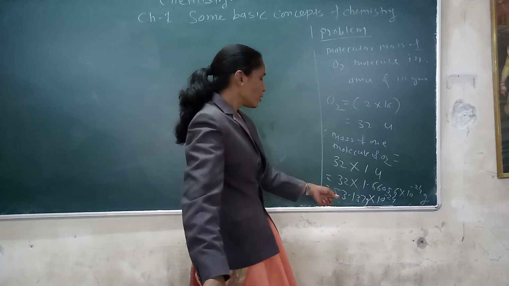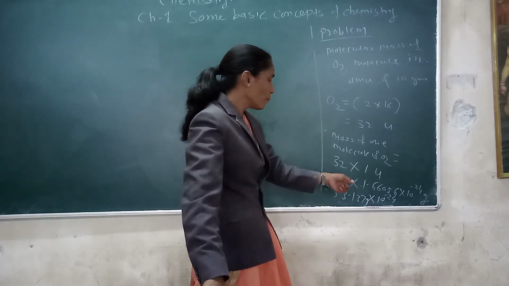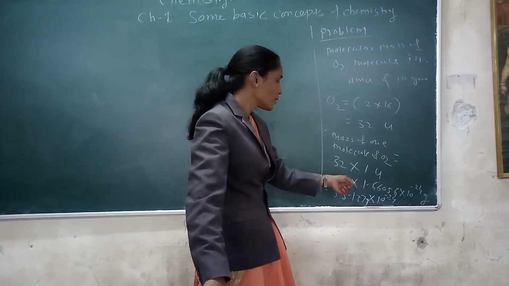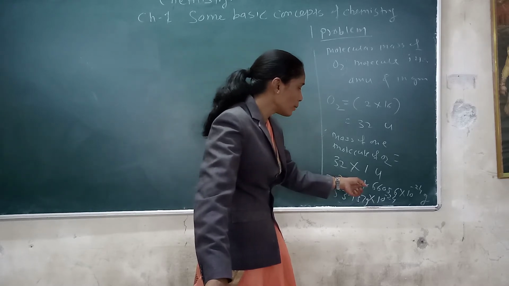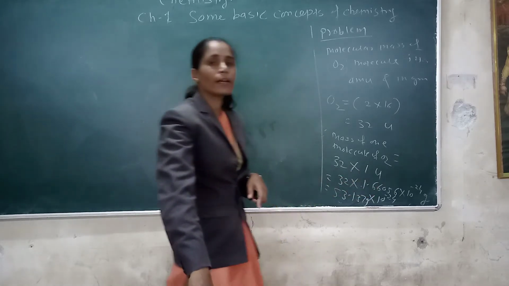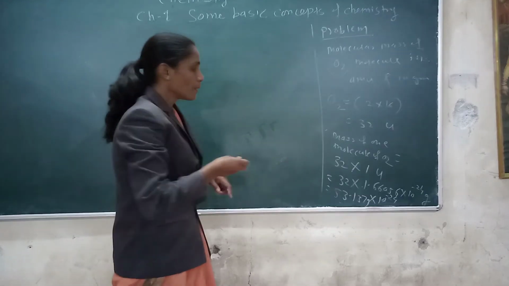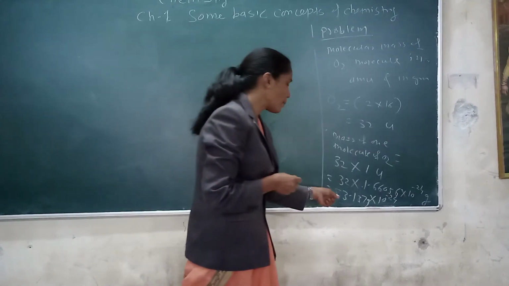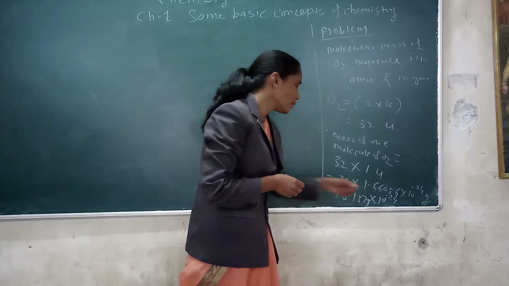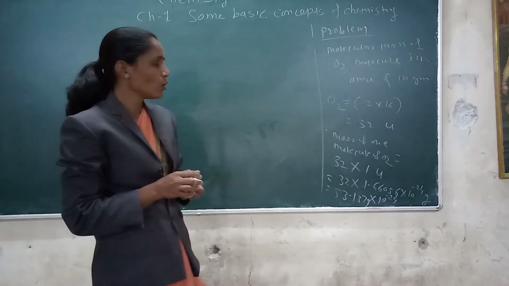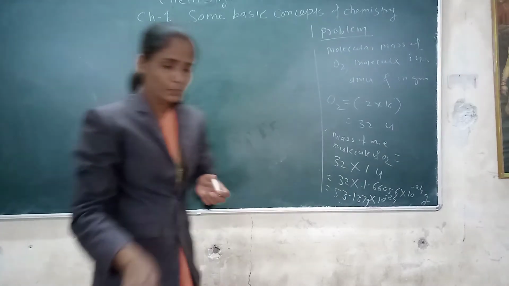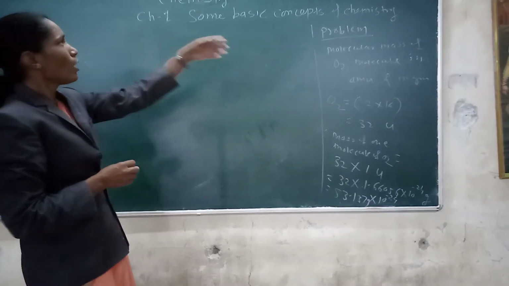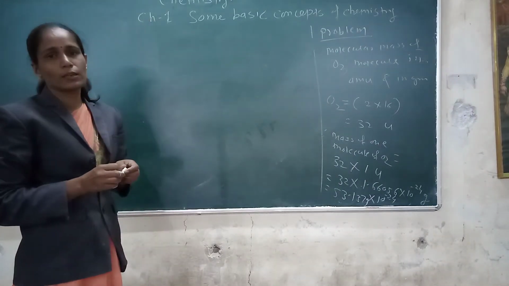Log of 32 multiplication means log of 32 plus log of 1.66056. Therefore, we get the answer 53.1379 into 10 raised to minus 24. This is the numerical about the molecular mass.